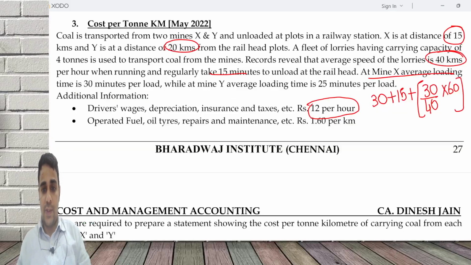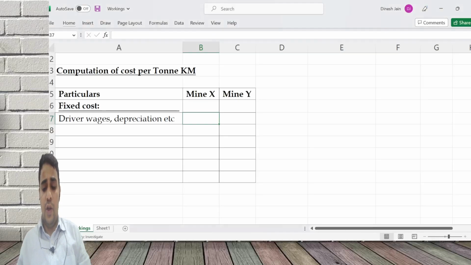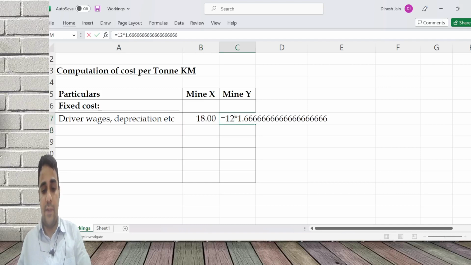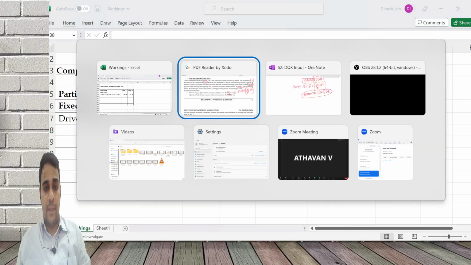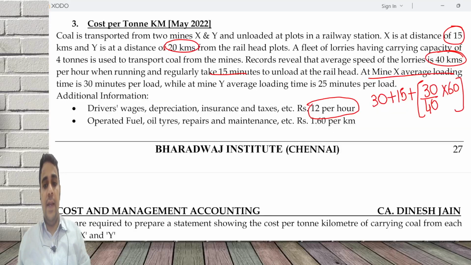And the cost is 12 per hour. So 12 into 1.5 hours, 90 minutes is 1.5 hours, and 12 into 1.66667. That gives 18 rupees and 20 rupees. This is fixed cost. Fixed cost is 18 and 20.